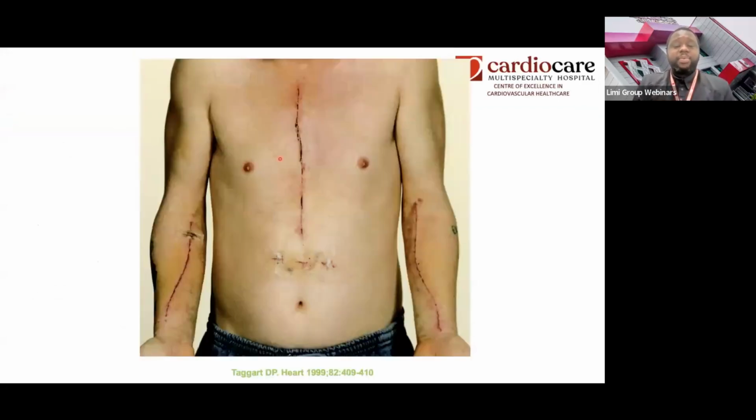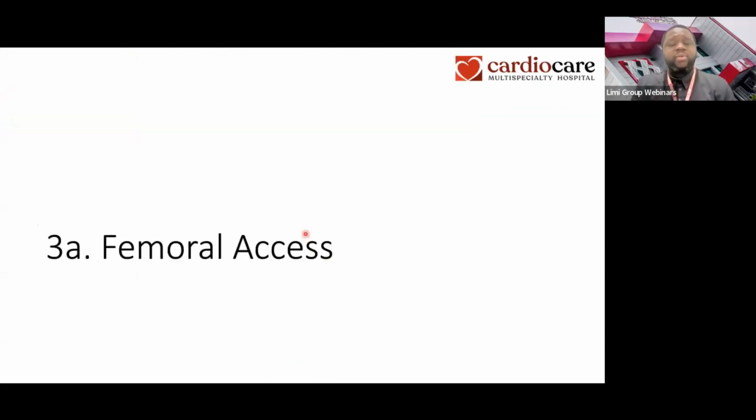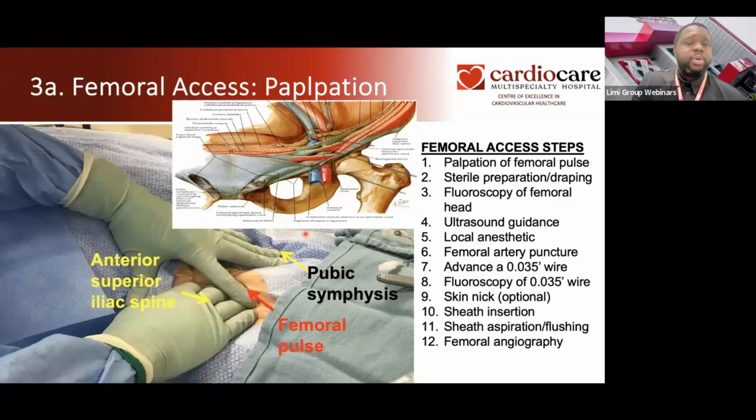So this is a patient, for example, taken from this article by Taggart. The patient had bilateral radial artery harvesting for coronary artery bypass grafting. Of course, obviously for this patient, you cannot try to do radial. So I'll just talk about femoral access quite briefly.